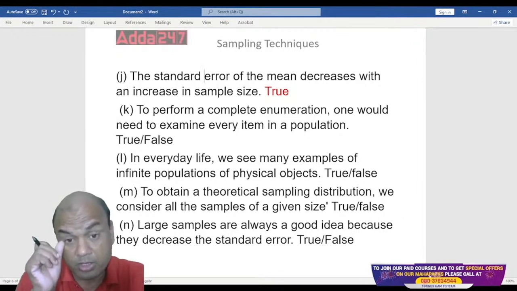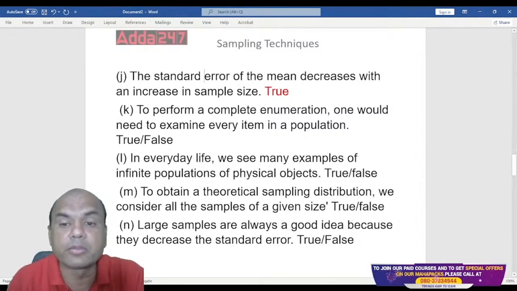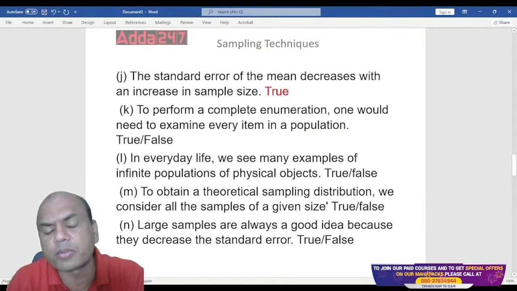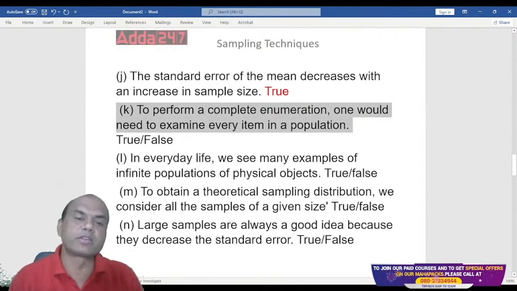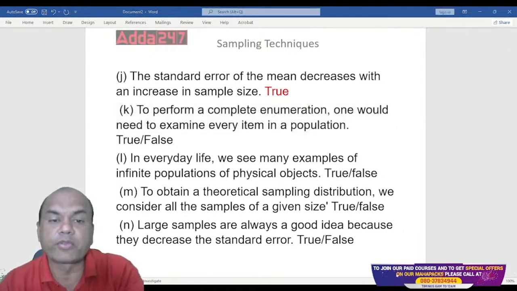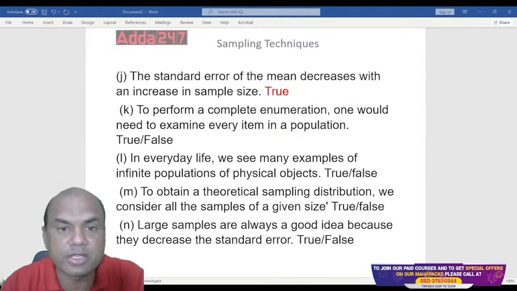To perform the complete enumeration, one would need to examine every item in the population. It means doing a survey. It's that simple. If I have to do a survey, will I have to survey each and every element of the sample?